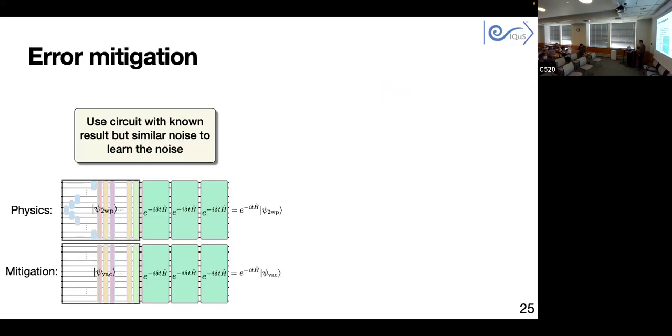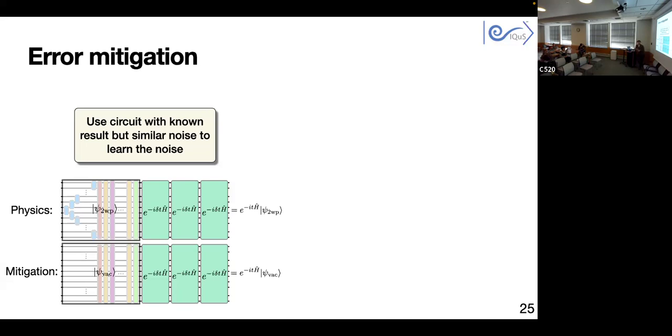And so to deal with these errors, like any quantum simulation today, we have to do error mitigation. And the main ingredient of our error mitigation strategy is to run a second set of circuits whose answer we know ahead of time, but whose noise is similar to the circuit that we actually are interested in. And so we call this a mitigation circuit. And we use this mitigation circuit to learn about the noise that we have in our physics circuit and then account for the effects of that noise.